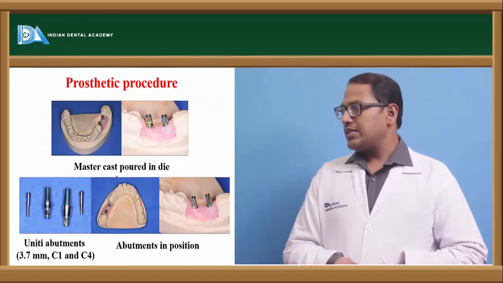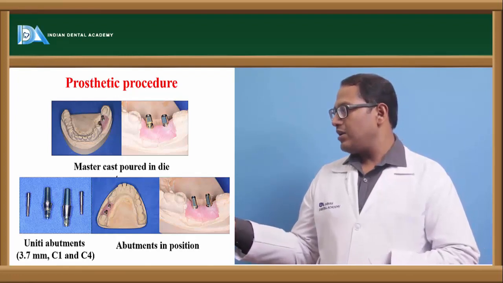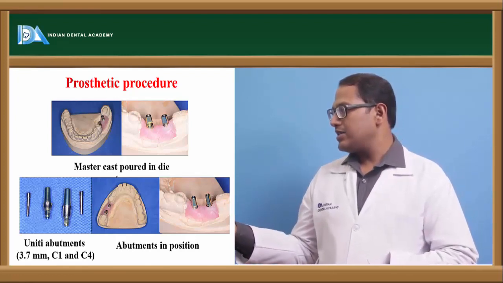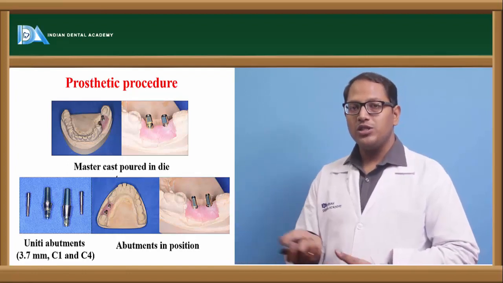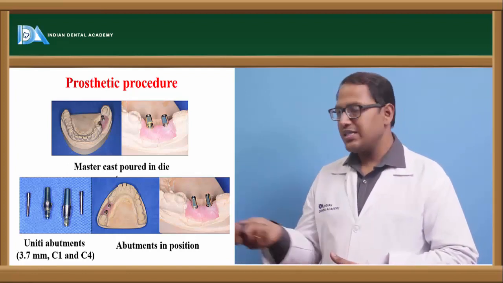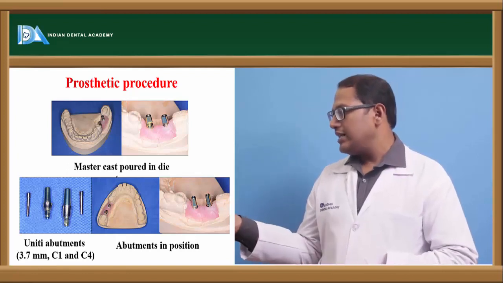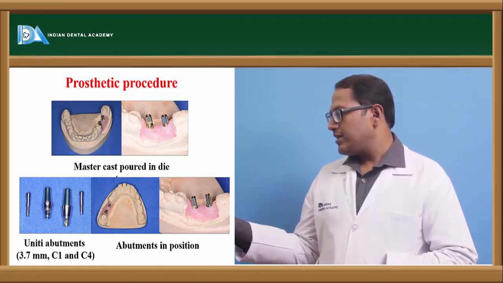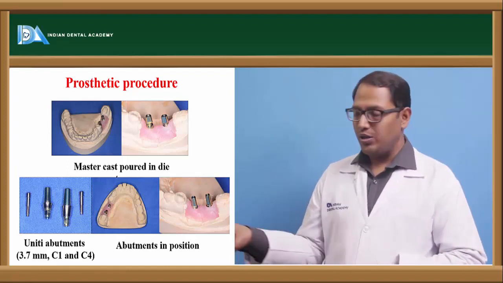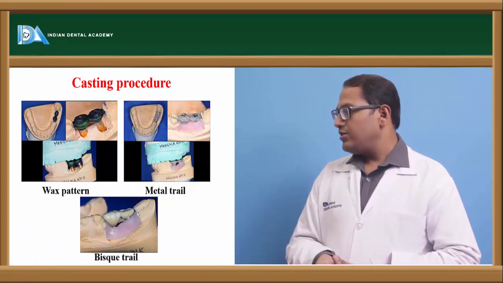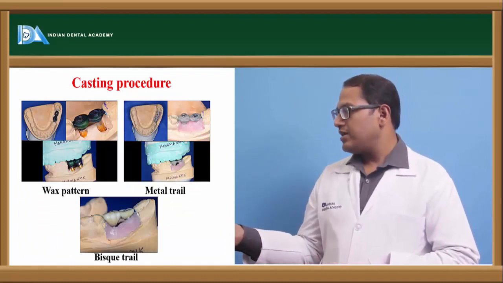Then the master cast is poured, and this is the lab analog, the implant lab analog. These are the abutments that are supposed to be cut based on the interocclusal record as well as the space which we have, and then we place the abutments in position. Now this pink color is the gingival silicone, to reproduce the gingival collar in the patient's mouth. Now you do the casting entirely: wax pattern, metal trial, bisque trial.